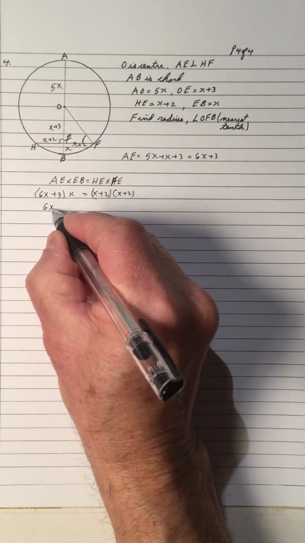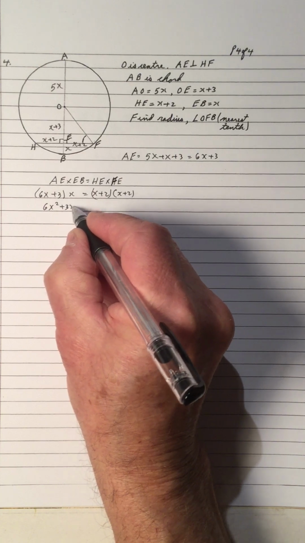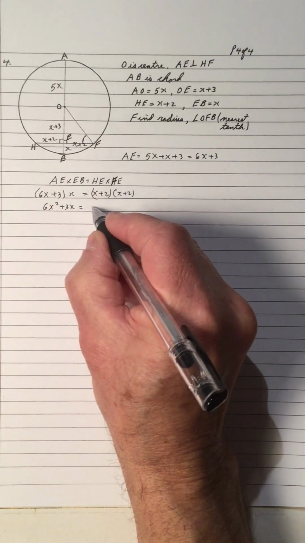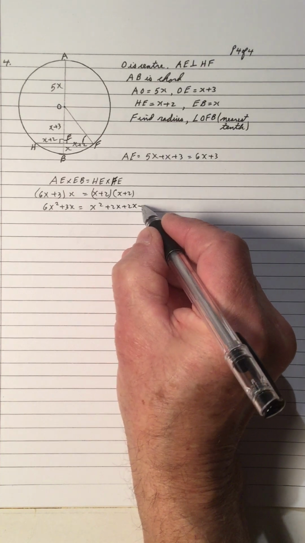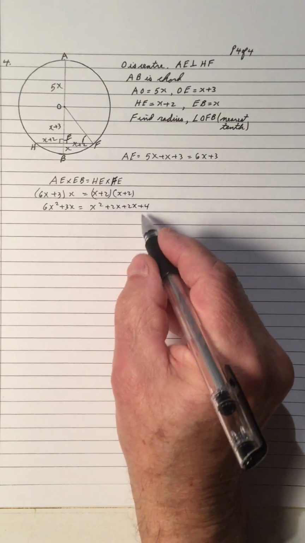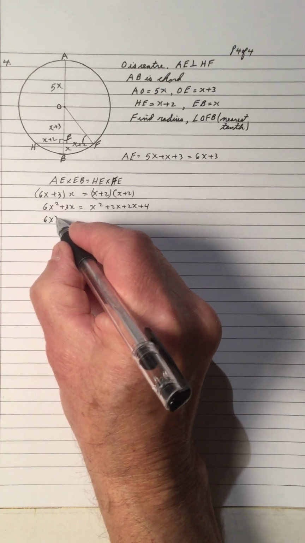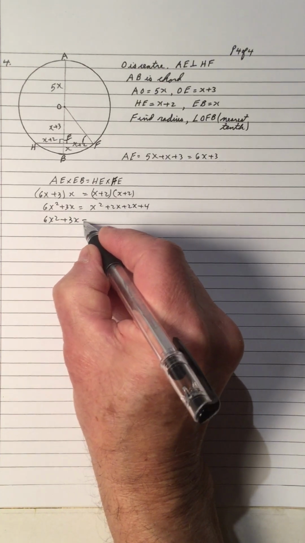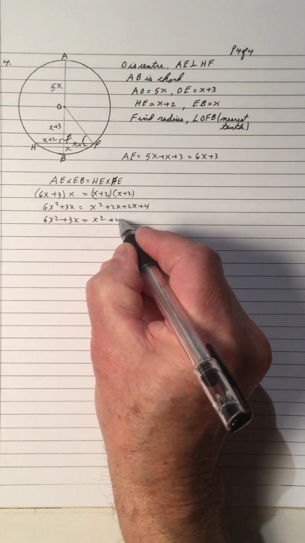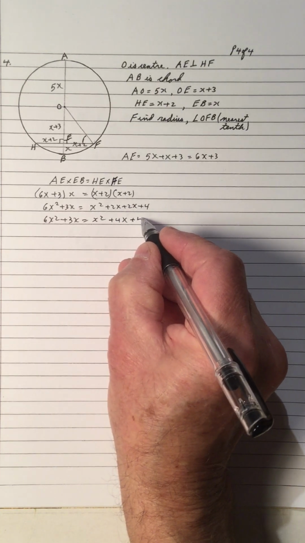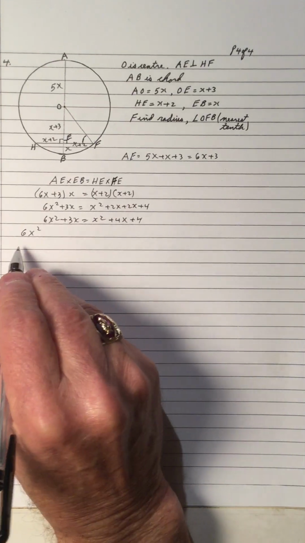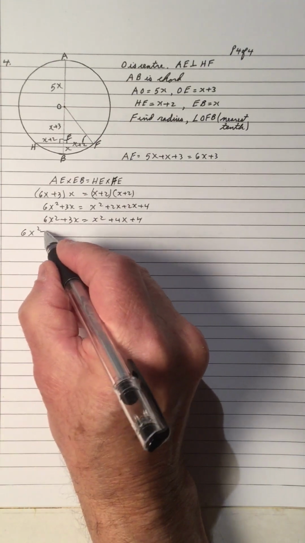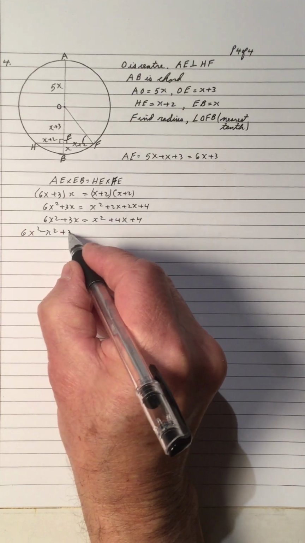And that gives us 6x squared plus 3x. Do the FOIL on this, we get x squared plus 2x plus 2x plus 4. And that gives us 6x squared plus 3x equals x squared plus 4x plus 4. So we have a quadratic. We'll move all terms to the left side, and I'll do them in descending order.